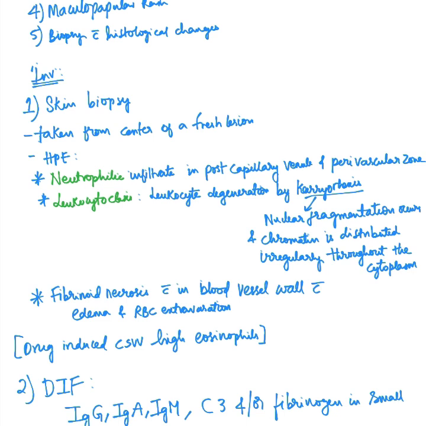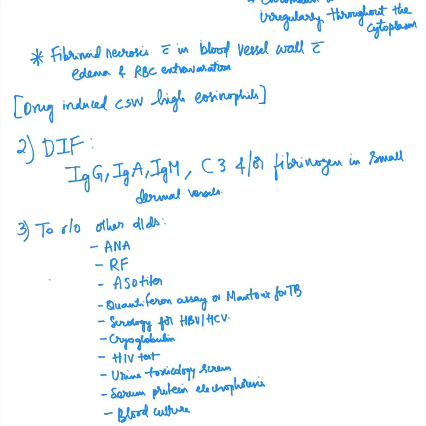There can be fibrinoid necrosis within blood vessels with edema and RBC extravasation. In many of the vasculitides, these are the most common features present on histopathology. That is, leukocytoclasia along with fibrinoid necrosis and a neutrophilic perivascular infiltrate. In drug-induced cutaneous small vessel vasculitis, instead of neutrophils, there can be a higher number of eosinophils. On direct immunofluorescence, IgG, IgA, IgM, C3 and with or without fibrinogen can be detected in small dermal vessels.